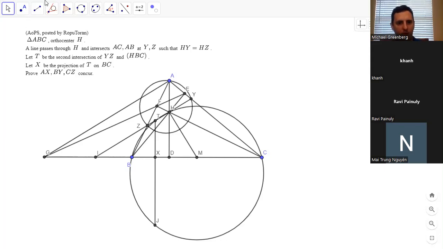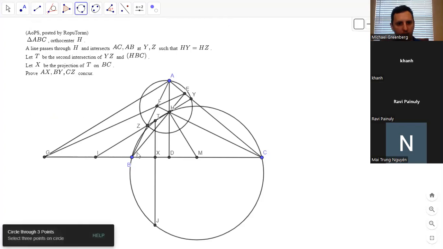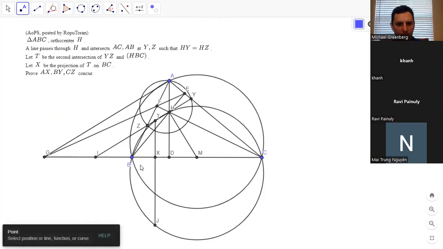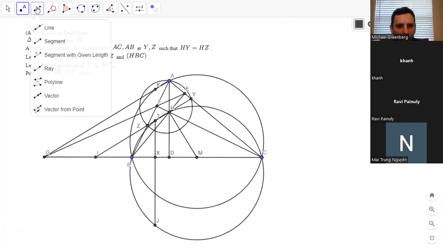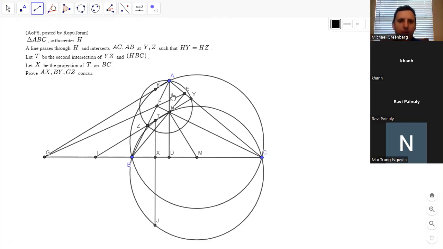Can you draw the circumcircle of ABC? Yes. And can you let it meet AG at a point? Yes, right there. This is cyclic. So if the problem is true, then TX must also pass through K.